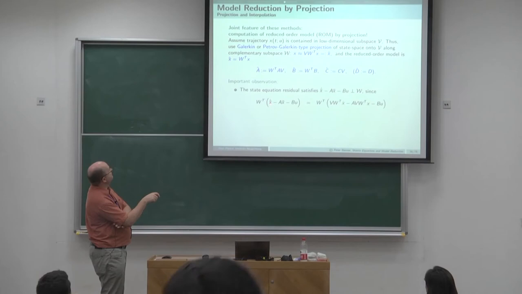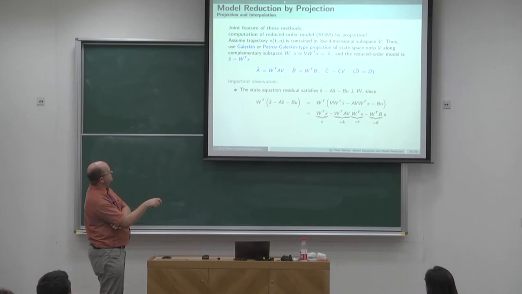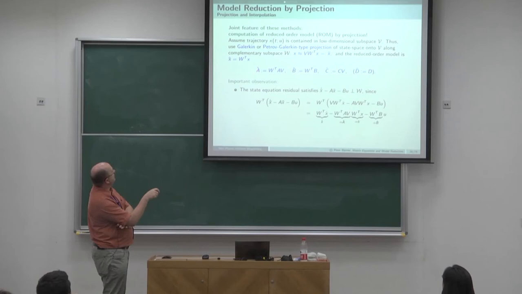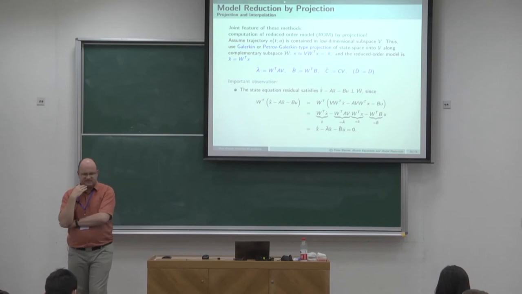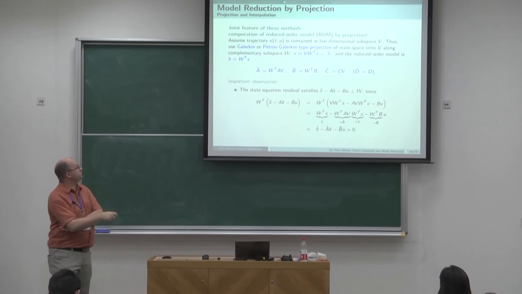And then we see that W transpose V, that was assumed to be the identity, goes away. So we have W transpose X dot. The same is here. We have W transpose AV, that's our A hat. W transpose X, that's again our coordinate vector in V. W transpose B, that's our B hat. So we have X hat dot minus A hat X hat minus B hat U. But X hat is supposed to satisfy our reduced set of differential equations, so it's going to be zero. And that proves this orthogonality condition.